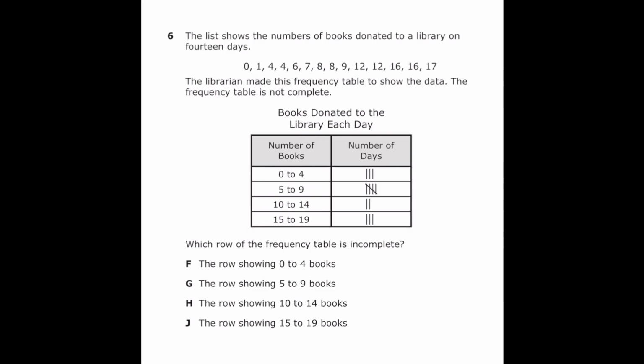So I'm going to go through each category and see which one is incorrect. From 0 to 4, we have 0, 1, and then 2 4s, so that's a total of 4 numbers. And if we look at our first category, 0 to 4 only has 3. So I'm thinking that's probably it, but I'm going to go ahead and check the rest of them. From 5 to 9, we have 6, 7, 8, 8, and 9 for a total of 5, and that one is correct in the table.